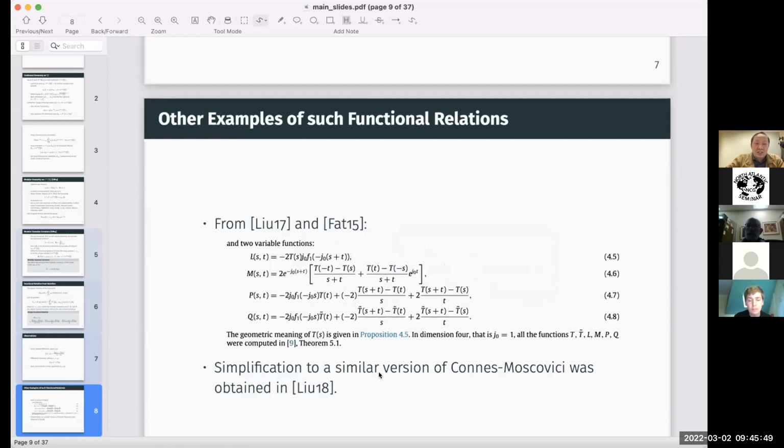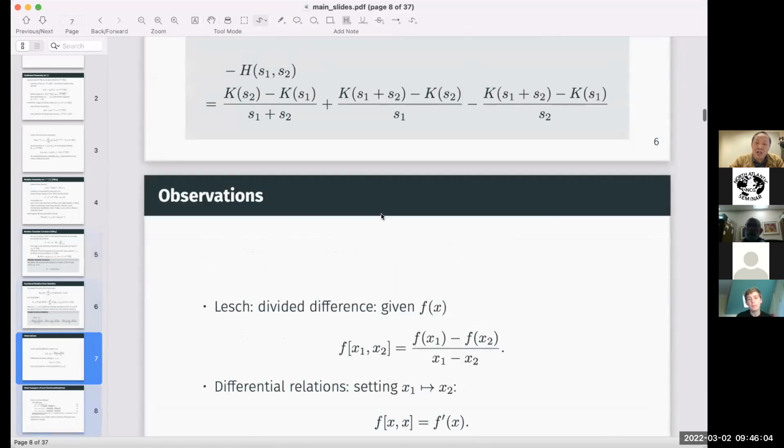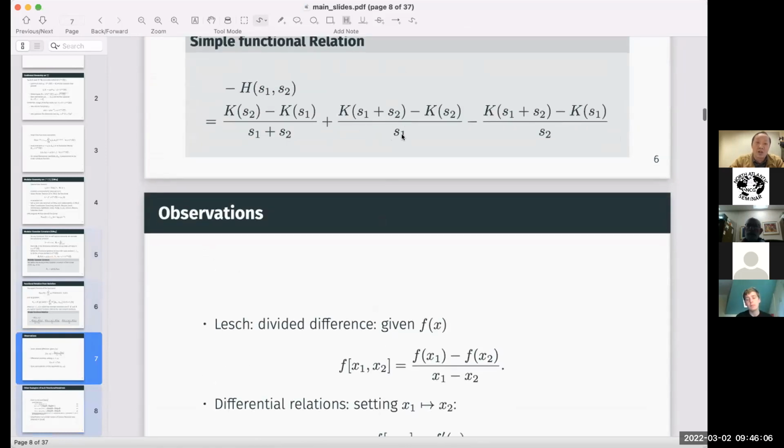Once I repeated this computation several times, I realized that there are cancellations behind it. The sum can be simplified to a three-term relation, like in this formula.